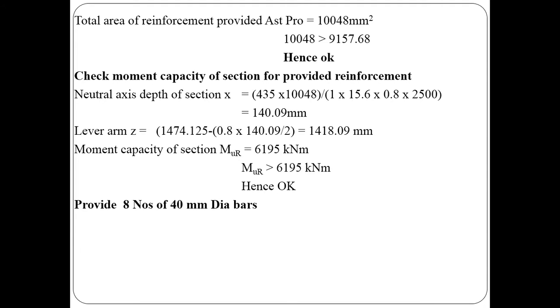reinforcement. Total area of reinforcement provided is 10,048 mm square. Here the provided area AST is more than the calculated area, hence okay. Check for moment capacity of the section for provided reinforcement. Neutral axis depth of the section is equal to 140.09 mm. Lever arm Z equal to 1418.09 mm. Hence moment capacity of the section is 6195 kilonewton meter. Hence the moment resisting is more than required, hence provide 8 number of 40 mm dia bars.